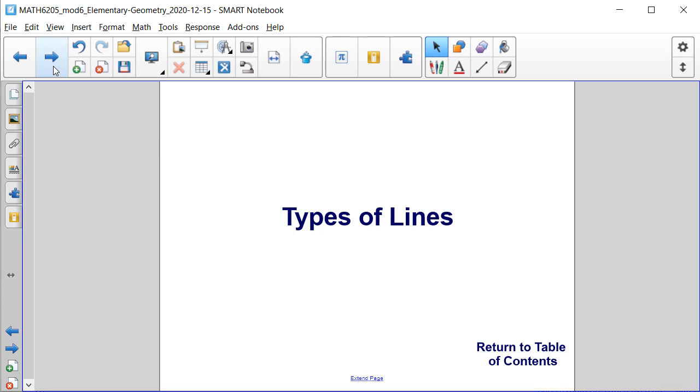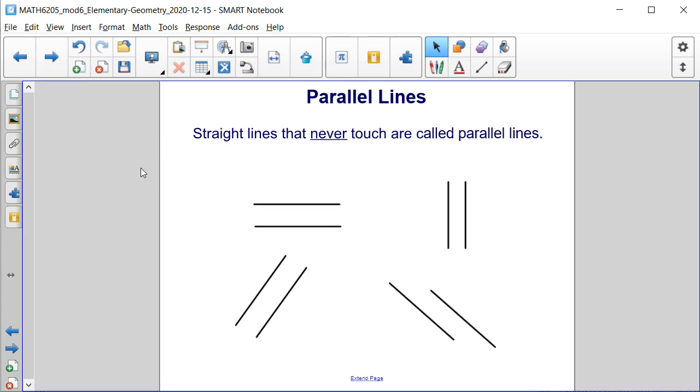Types of lines. Straight lines that never touch are called parallel lines. You could have two horizontal lines, two vertical lines, or lines that go diagonally. When they point in the same direction and never intersect, the lines are parallel.